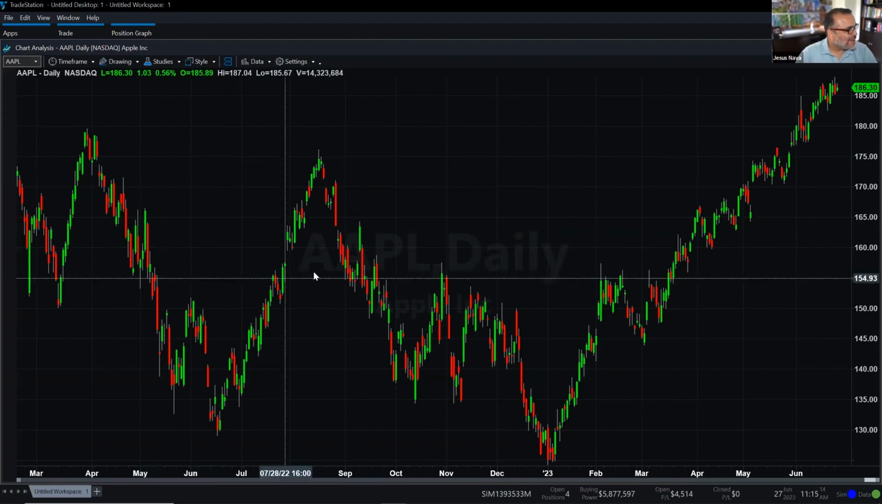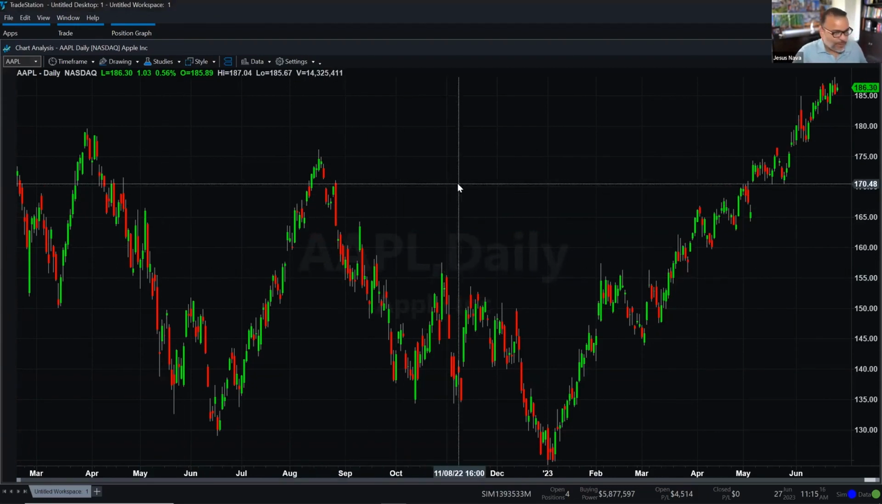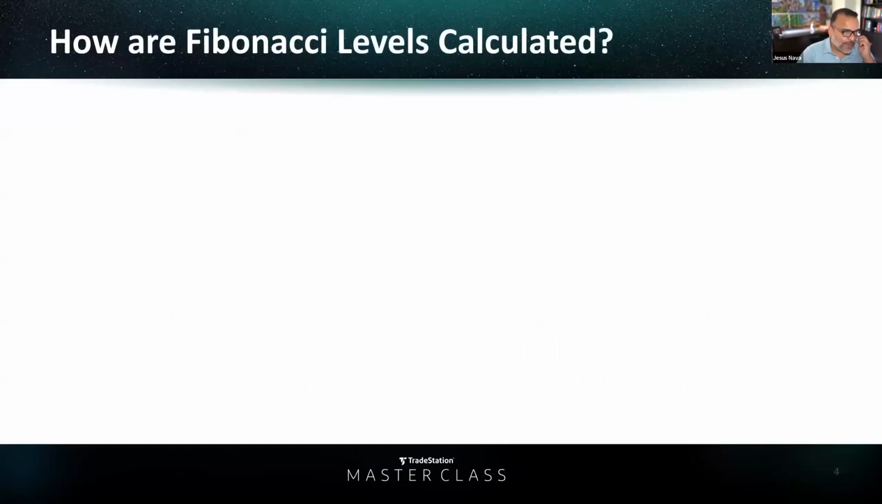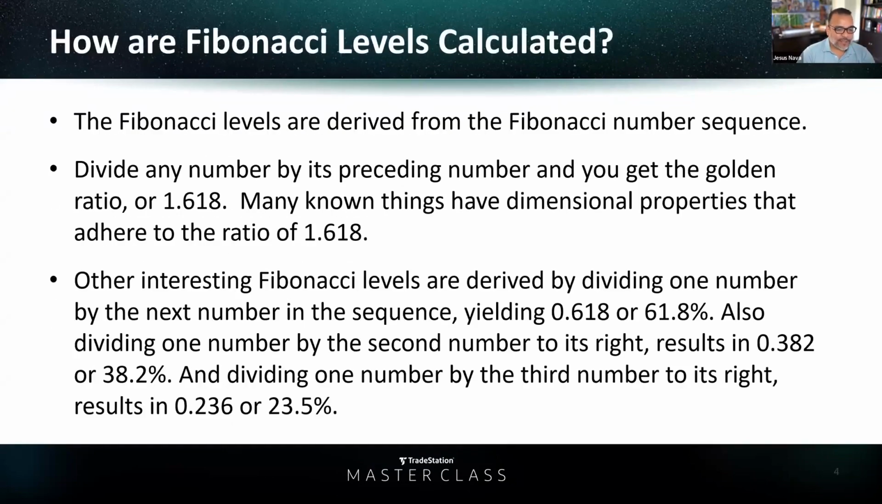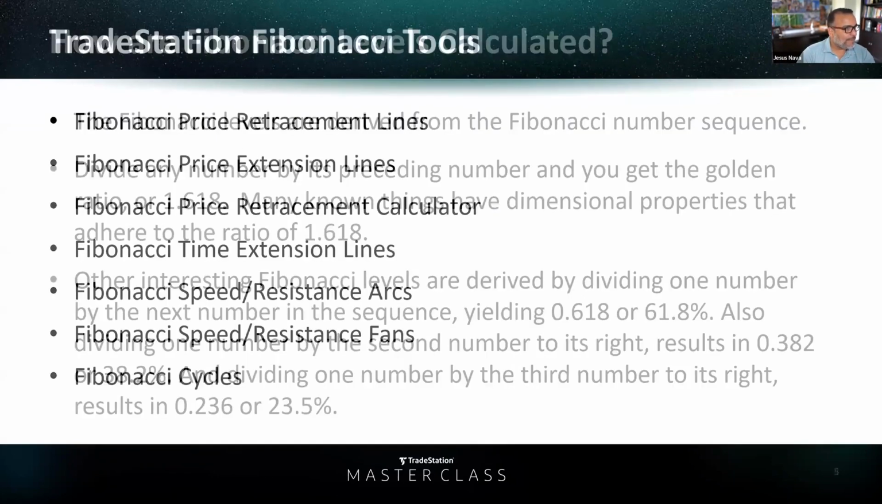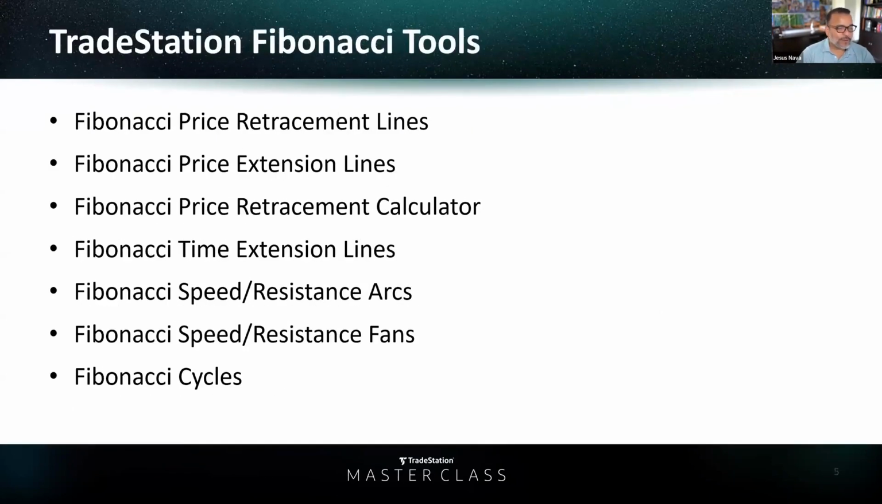Excellent. All right, let's go ahead and take a look at what is available on TradeStation in terms of Fibonacci tools. So we know how the levels are calculated and how the percentages come about. These are the tools that are available on the TradeStation platform. We have the Fibonacci price retracement lines, the extension lines, the retracement calculator, the time extension lines, the speed resistance arcs, speed resistance fans, and the Fibonacci cycles.